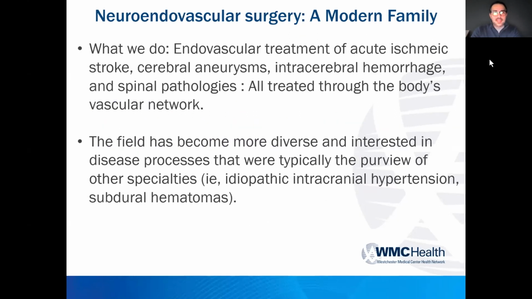The one thing that unifies us as a field is that we all do endovascular treatment of acute ischemic stroke, cerebral aneurysms, intracerebral hemorrhage, and spinal pathologies. And everything is treated through the body's vascular network. This field has become more diverse, and interesting disease processes that were typically at the purview of other specialties, such as idiopathic intracranial hypertension or subdural hematomas, are now managed, to some extent, by neuroendovascular surgeons with minimally invasive techniques.